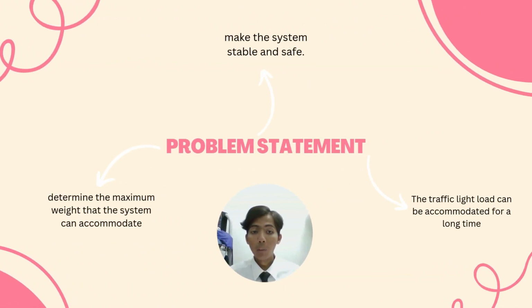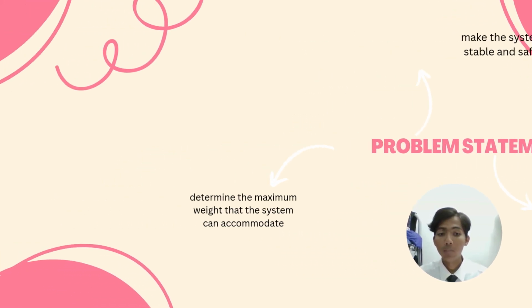The problems that we found in this case study are about the traffic light pole. How can the traffic light pole be accommodated for a long time? How do we make the system stable and safe? And the last one is how to determine the maximum weight that the system can accommodate.